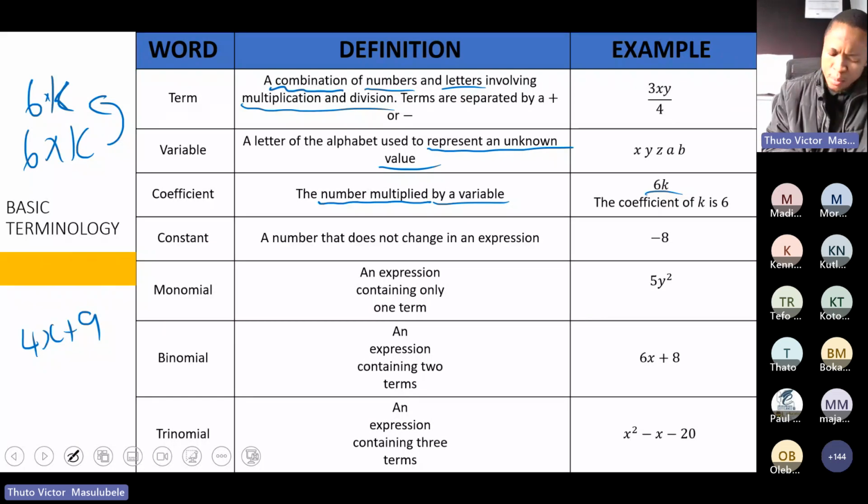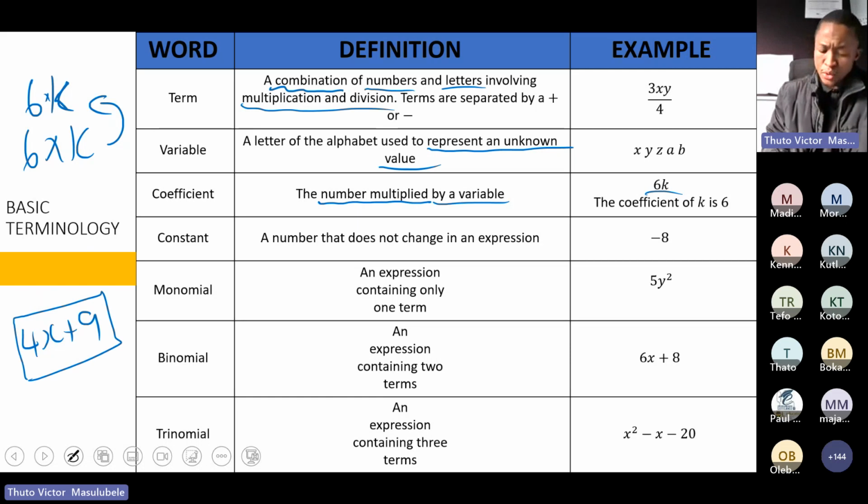So if I were to ask you how many terms do we have in this particular expression that I've written on the screen, we have 2 terms. 4x is 1 term and 9 is another term. So what is the variable in this particular expression? Well, the variable is the letter of the alphabet used to represent an unknown value. So that will be x in this particular instance.